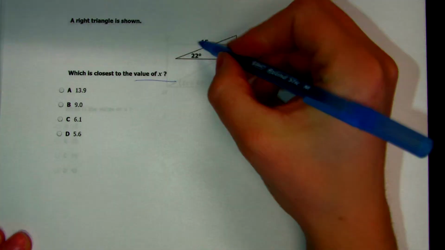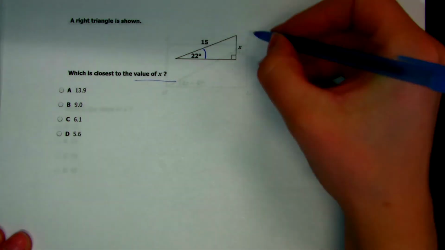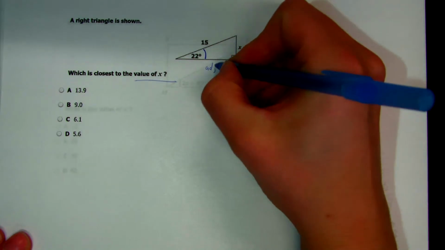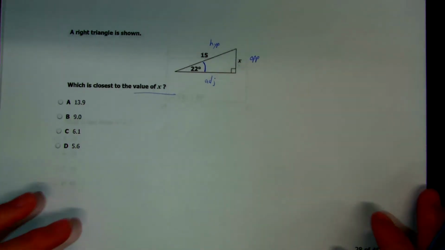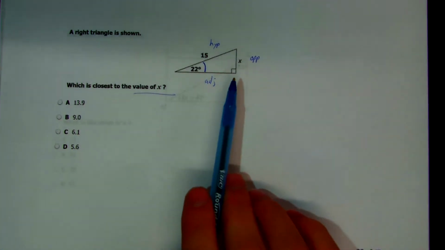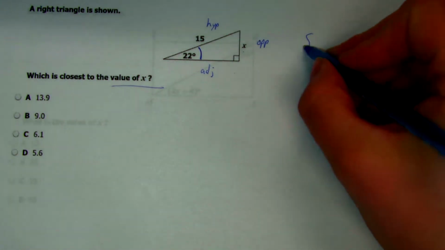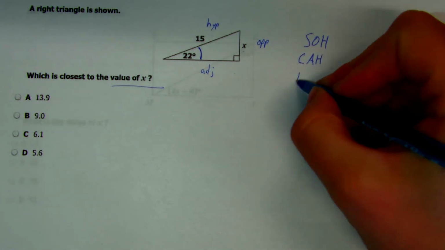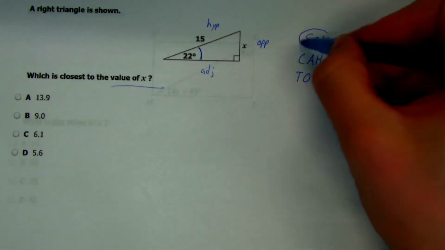If you look at your angle, we have a 22-degree angle, and we should label our sides. X is opposite. This thing that I don't really care about is adjacent, and 15 is my hypotenuse. I want to select the trig function that has something to do with opposite and hypotenuse. If you remember your SOHCAHTOA, and this is on the formula sheet as well, SOHCAHTOA, you see that opposite and hypotenuse are in the first item.